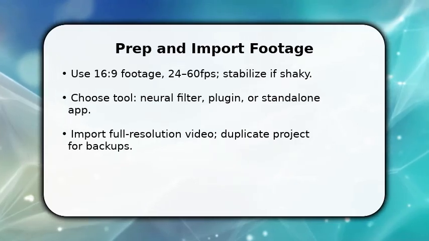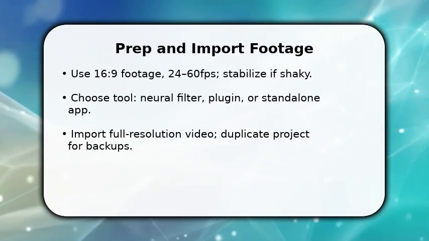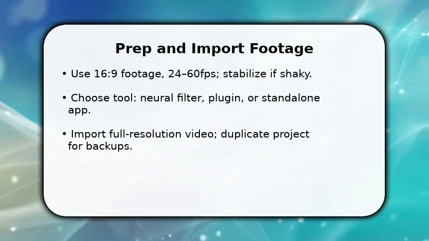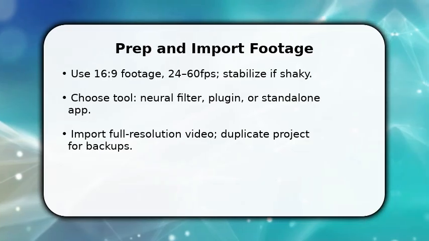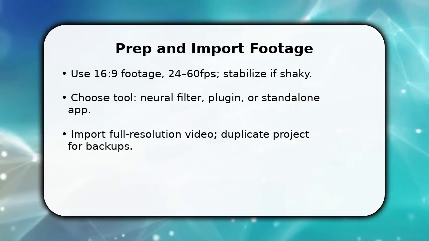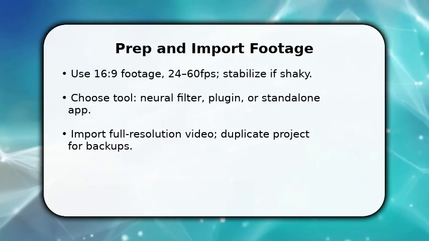You start by preparing your clip. Pick a 9 shot at 24-60 fps and stabilize any jitter so the cartoon effect reads cleanly. Once done, choose a tool that fits your workflow, a neural style filter, a dedicated plugin, or standalone software, and import the full resolution file.